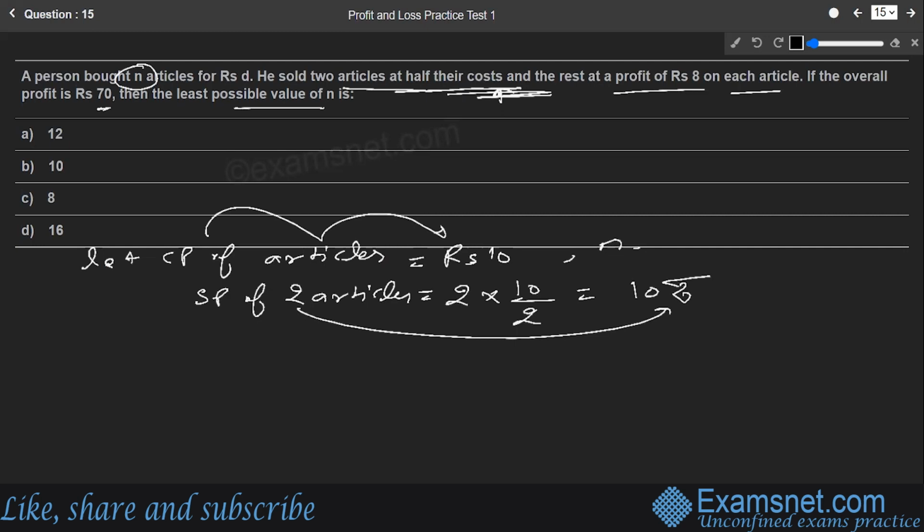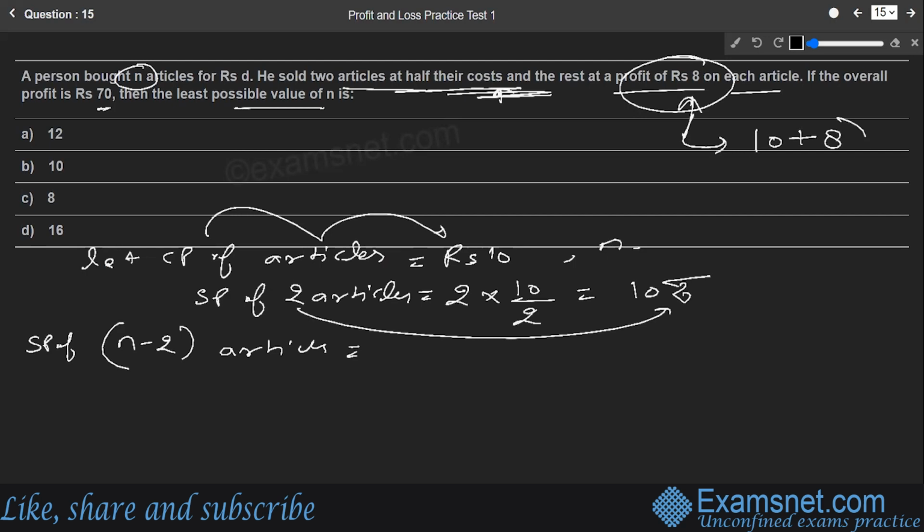So the selling price of those two articles is 10 rupees, but there were n articles. So how many articles are left now? Articles left are n minus 2, because two articles have already been dealt with. Now we have to find the selling price of these n minus 2 articles. The remaining articles have been sold at a profit of rupees 8. So what should the selling price be? The cost price was 10 and 8 rupees profit has been earned, so the new selling price of each remaining article is 18 rupees.